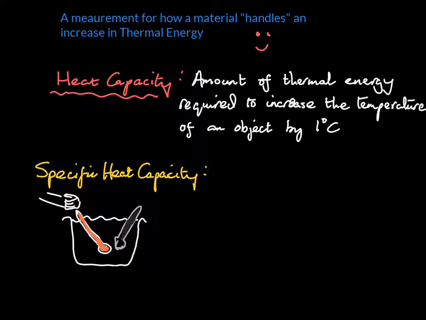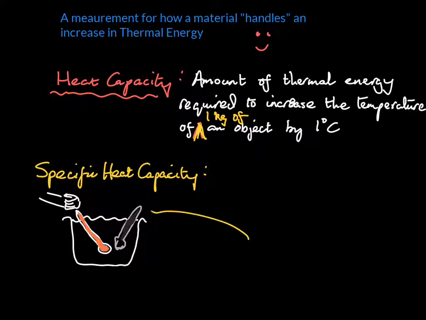So the heat capacity is the amount of thermal energy required to increase the temperature of an object by 1 degree Celsius or 1 degree Kelvin. Now, specific heat capacity is the same. It is also the amount of energy required to increase the temperature, but it's more specific. So it's to increase the temperature of 1 kilogram of an object by 1 degree Celsius. In chemistry, sometimes you'll see that as 1 gram. In physics, we like to use 1 kilogram.